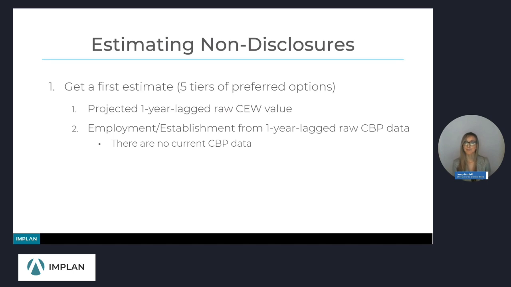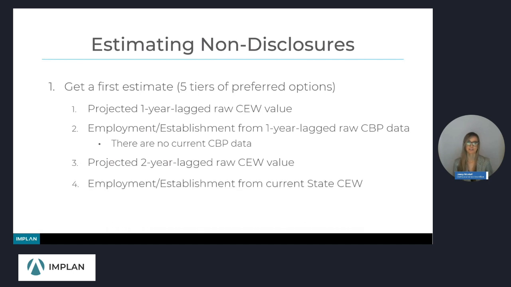Because remember, establishment counts are always disclosed in the CEW data, so we always have that. And so we can use the 1 year lagged ratio of employment to establishments times this year's establishment count, and get a good first estimate of employment. If there are no CBP data for this particular county and industry, then we will go back 2 years in the raw CEW data and see if we can get a disclosed value from 2 years ago. And if so, we'll project that, again, using state growth rate if possible, or US growth rate if necessary.